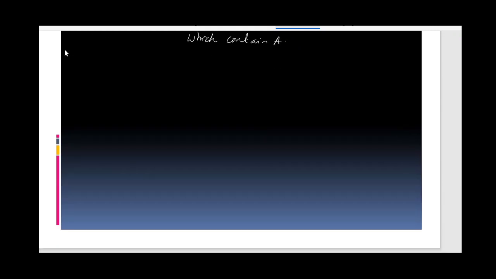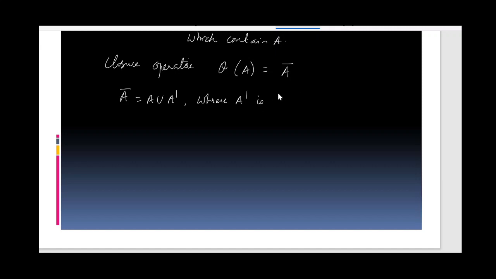And next we have seen the closure operator. That means we are defining theta of A, or C of A, as A closure. Next we have seen a theorem, that A closure is equal to A union A dash, where A dash is the derived set.